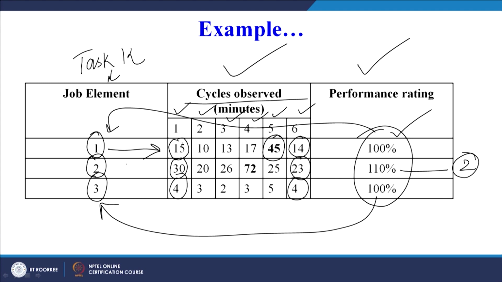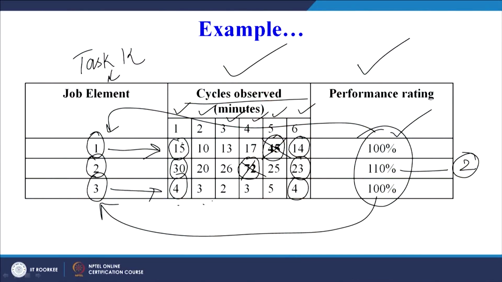So in these 6 readings, if we see 15, 10, 13, 17 and 14, maybe they are nearby only. One reading is 45 which seems to be erroneous, so we can cross this reading. Similarly for the next also, 30, 20, 26, 72 seems slightly erroneous, so we cut this also. 25 and 23 are well within the range. In case of element number 3, 4, 3, 2, 3, 5, 4 all are in the range.